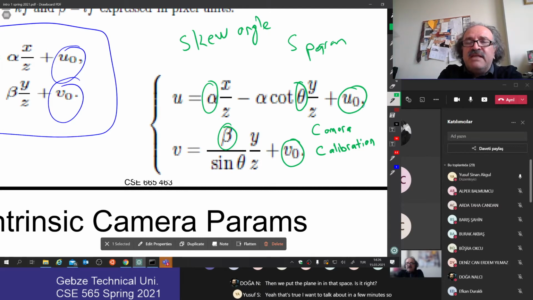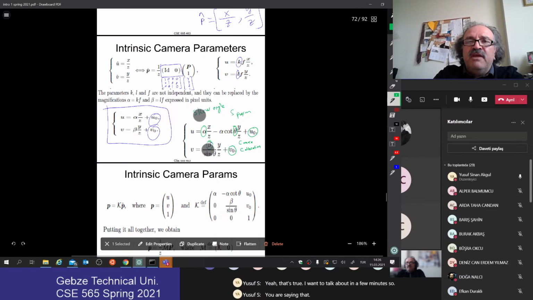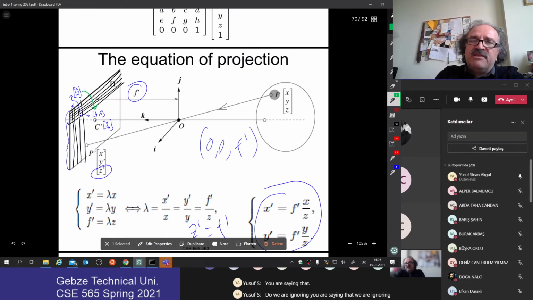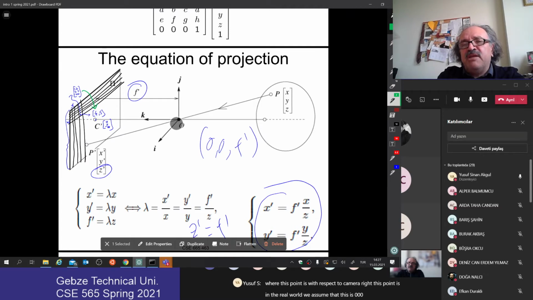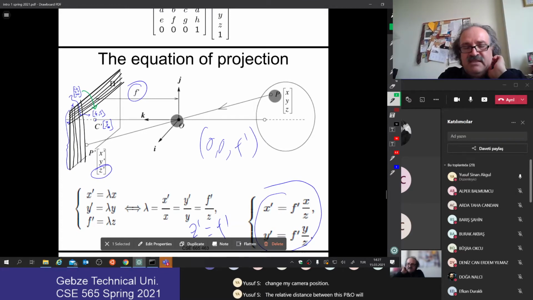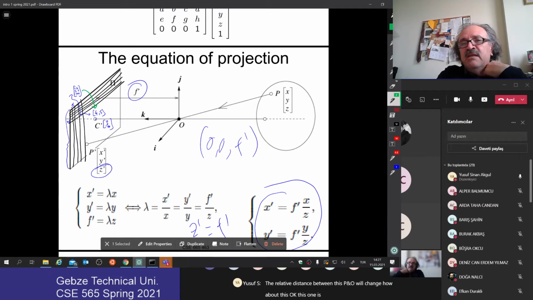So you are saying that we are ignoring where this point is with respect to the camera, right? This point is in the real world. We assume that this is 0, 0, 0. But when I change my camera position, the relative distance between this P and O will change. This one assumes that the camera is at the center of the real world. That's not true. So I will talk about it in a few minutes. That's a good point.